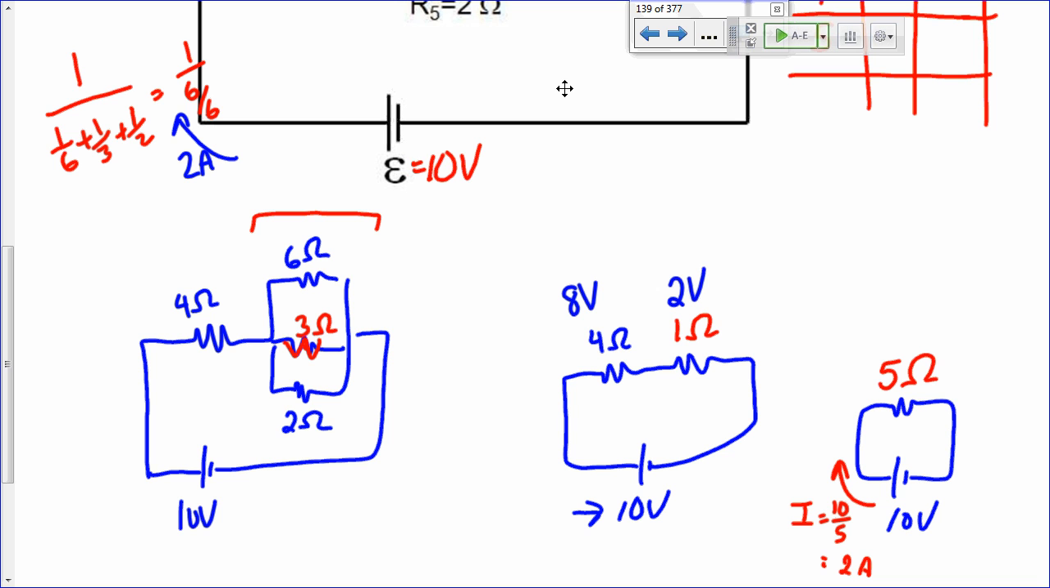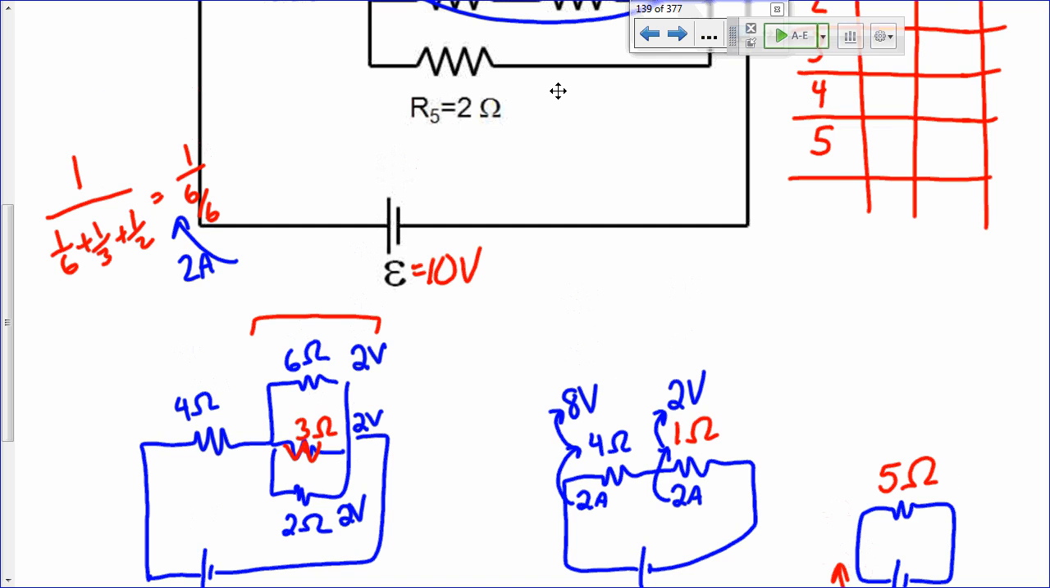Or you could say I have 2 amps here. That's what I found right here. 2 times 4 equals 8. 2 times 1 equals 2. Either way you want to do that is fine. Right? So if I have 2 volts there, that means I have 2 volts here, 2 volts here, and 2 volts here. You can fill in some other voltages there.